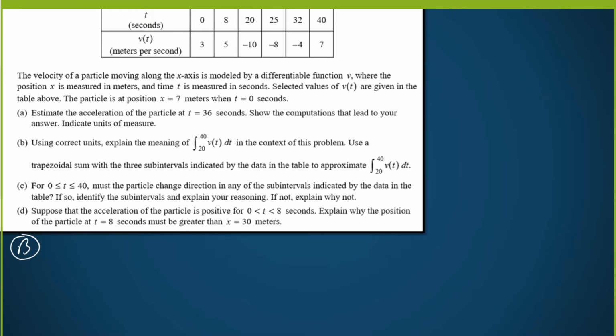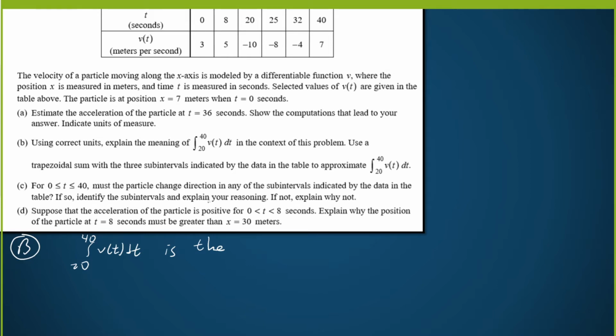For part B, first I want to explain what the integral from 20 to 40 of our velocity would mean. So what would it mean? The distance traveled per meters from 20 to 40.